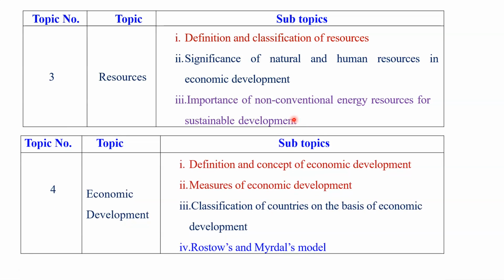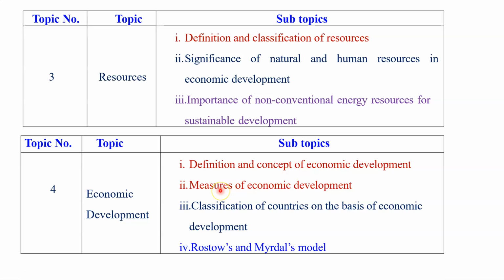Then we have chapter number 4, or topic number 4, that is economic development. And this topic is also divided into 4 subtopics. Economic development is a process whereby real national income increases over a long period of time. It is a multidimensional and broad concept that we are going to discuss in our first subtopic of the chapter, that is the definition and concept of economic development.